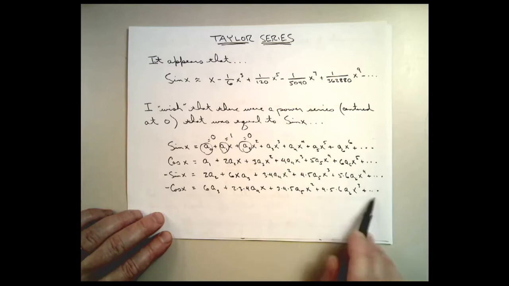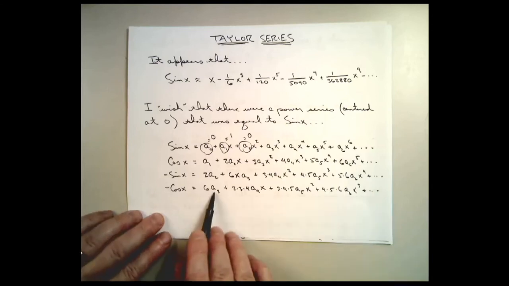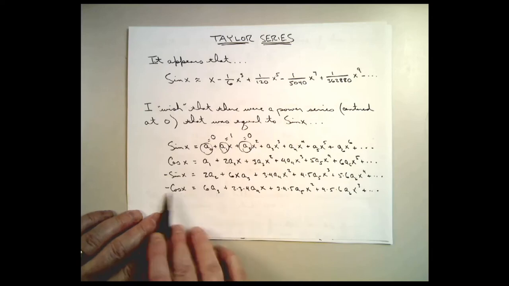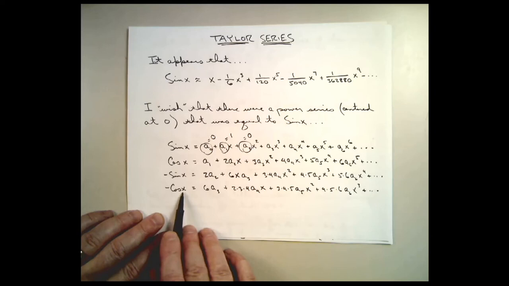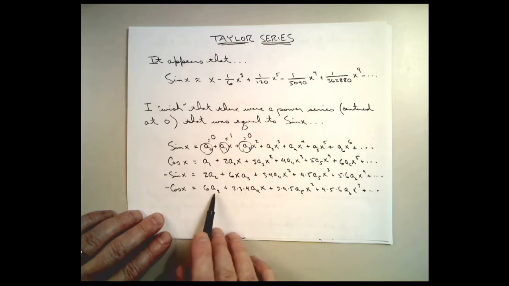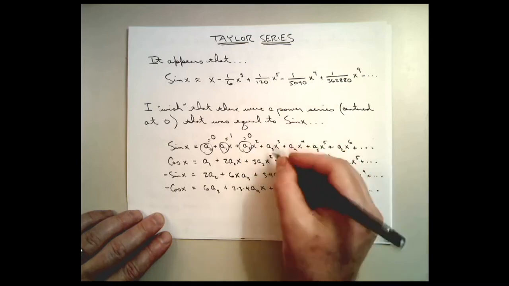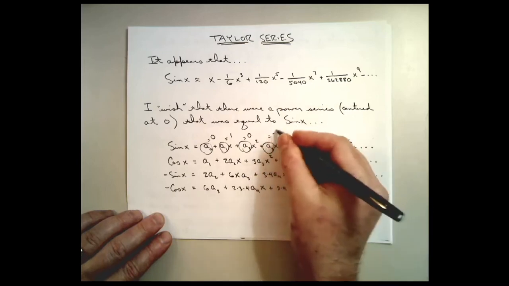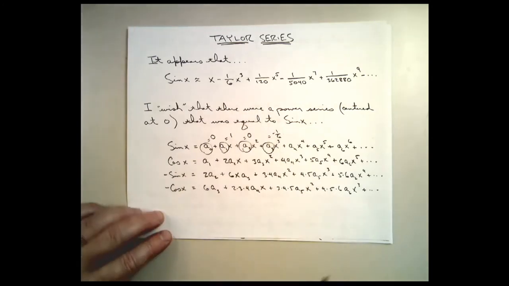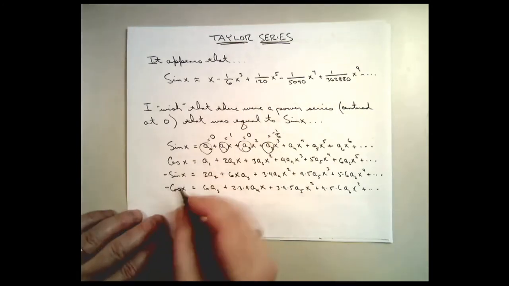Same trick. If x is 0, this side collapses to 6 times a3. The left side collapses to negative cosine of 0, negative 1. So negative 1 is 6a3. Divide both sides by 6, and I have that a3 is negative 1/6. Again, that agrees with the polynomials that I was looking at before. Do a couple more times.